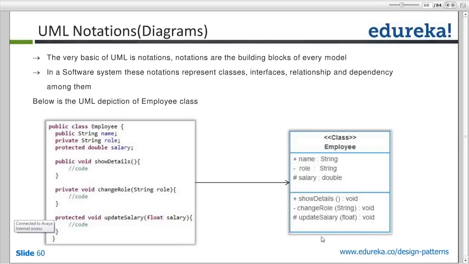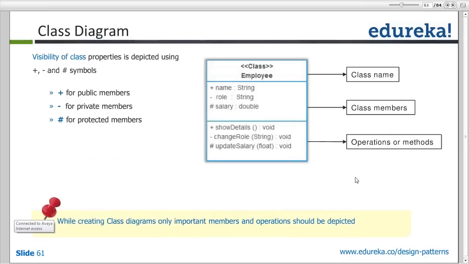The bottom rectangle will always mean the behavior, the methods. Again, plus, minus, and hash, same thing. The parenthesis string will say that it's an input parameter, and colon followed by whatever is a return parameter. That's how it will be represented. That's about how you represent a class. Again, what I described: public, private, and protected for hash, class name, class members, operations, or methods.